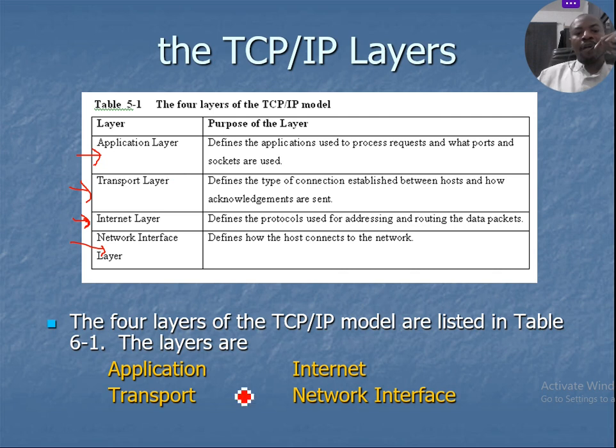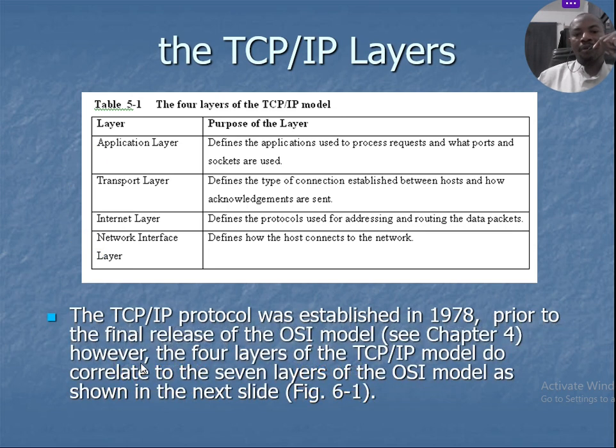So there are 4 layers of the TCP IP model, and we've itemized them: the network interface layer, the internet layer, the transport layer, and the application layer. Now let's move on quickly because we have a long way to go.